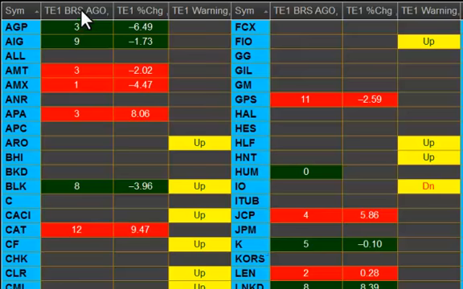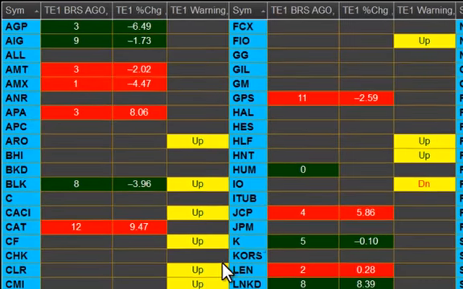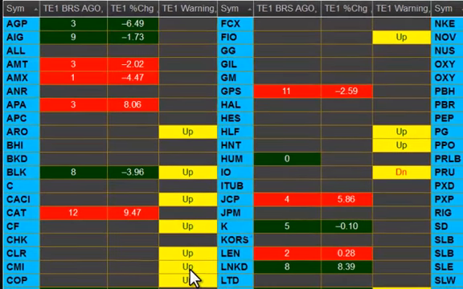And what it plots is 3 columns. The first column shows you how many bars ago a signal occurred, and the second column shows you how much the price has changed since the occurrence of that signal. This is a percent change of price since the signal. And the third column, which is called warning, alerts you to symbols that are setting up for a signal, but the signal has not yet fired.